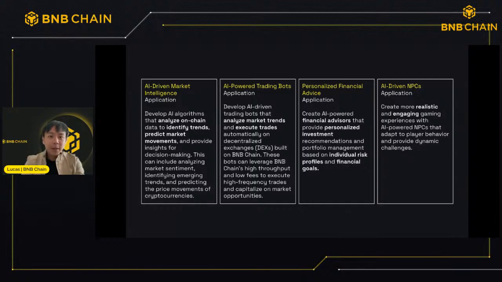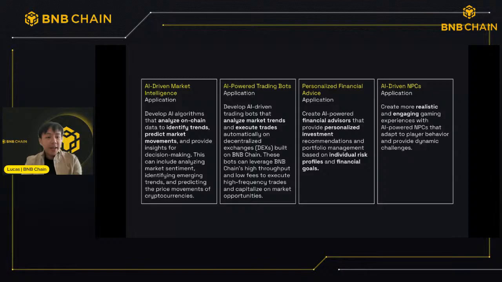So for the first example, imagine you want to make informed trading decisions based on real-time, on-chain trends and market sentiment. But as you know, blockchain data is vast, unstructured, and difficult to analyze manually. So a good solution or a comparison of this in the Web2 world would be like the Bloomberg terminal that uses AI for market analytics.